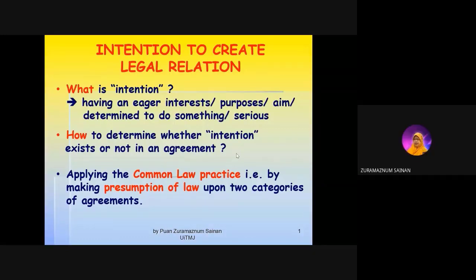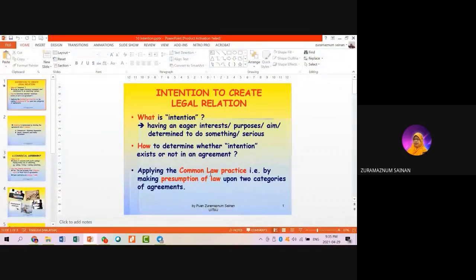Okay, it is important for you to ensure that the parties having intention. Kalau dia kata main-main dah, you cannot claim anything under the contract. You cannot sue him or her under the contract. Okay, so that's why we need to determine the intention. Jadi, how to determine the intention? We don't have any sections under the Act. We just follow the common law practice.